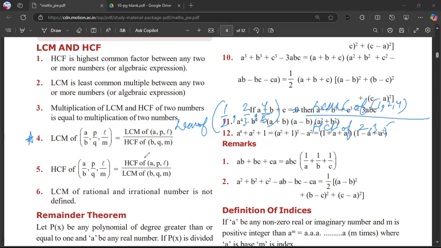And for HCF, it's the same: the HCF of A, P, L and the LCM of B, Q, M. So in this condition, the HCF is on the numerator side.